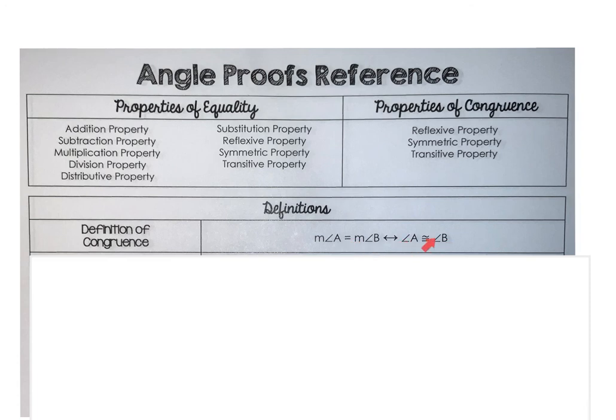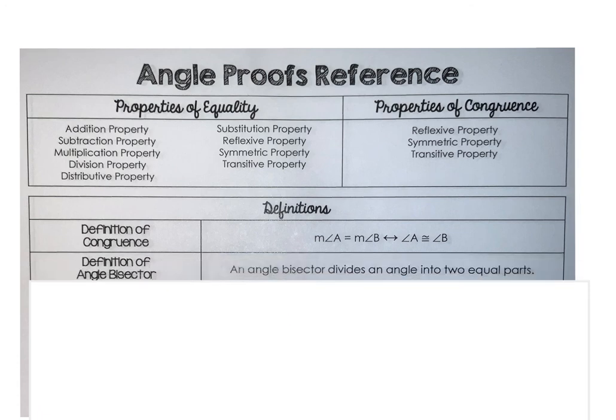and vice versa. And so there will be times when you have to convert from congruence to equality so that you can add and subtract, because those are all properties of equality, the addition and subtraction. And then you may have to go from equality back to congruence if that's what you're trying to prove.